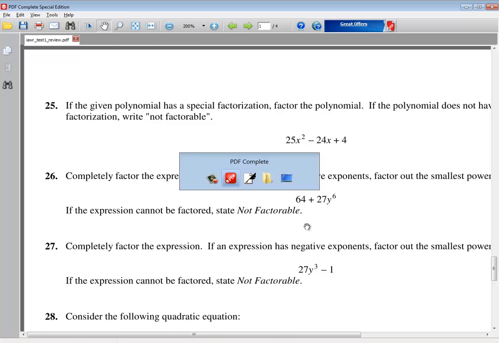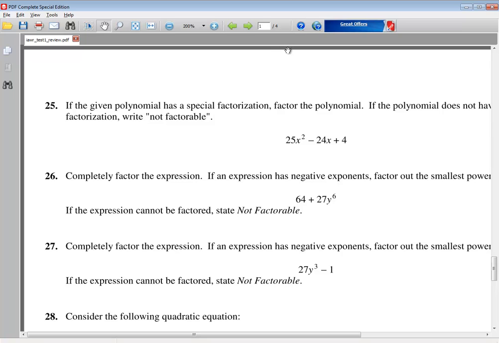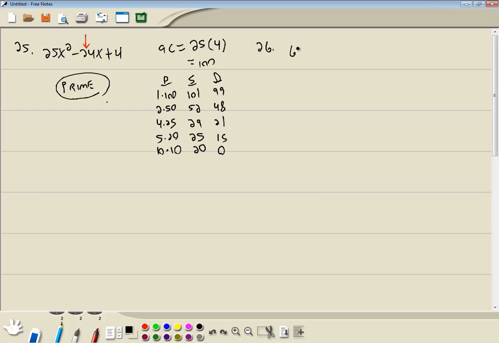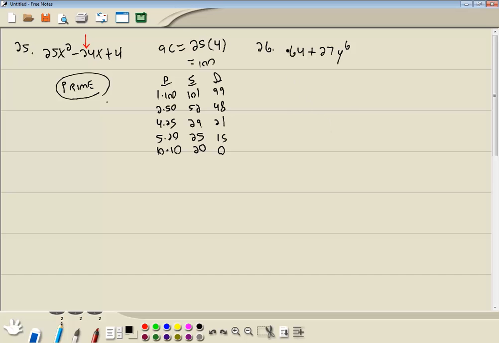Okay, number 26. We've got 64 plus 27y to the 6. First off, I don't like the fact that it's not in standard form, so I'm going to reverse it. I'll put 27y to the 6 first, then plus 64.